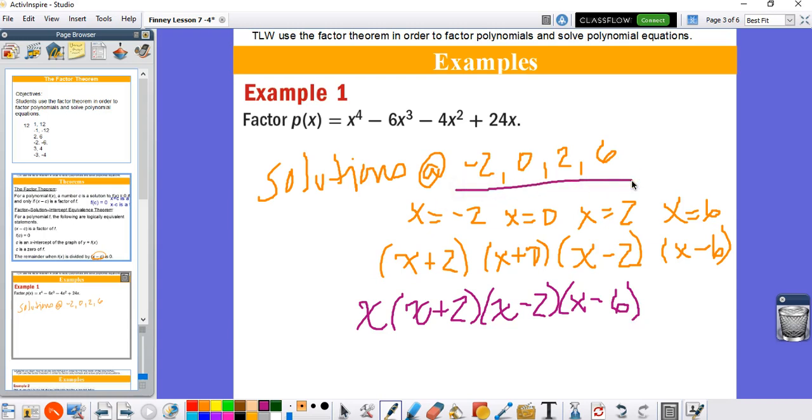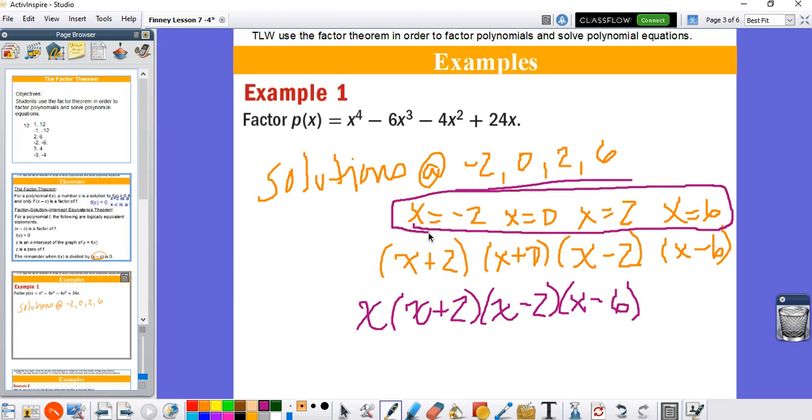It's not like they were ugly square roots or ugly decimals, but that's not a problem because we can always turn those into fractions. But this is a nice, easy way to factor, and then because we knew the factor theorem, since those were zeros, bam.